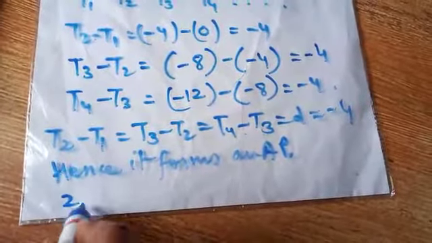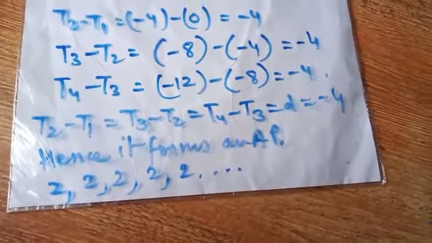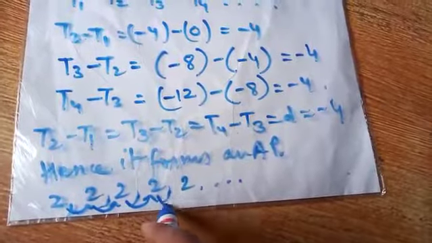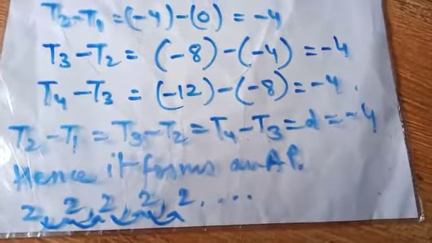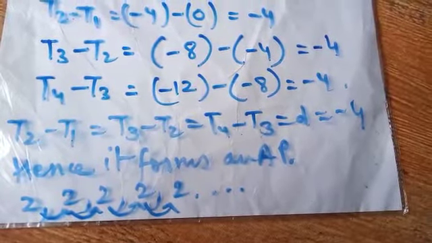Okay, I'll ask you one more example. If the series is 2, 2, 2, 2, 2, and so on, is it AP? Yes, because I am adding 0 to get the next term. So what is the common difference in this AP? The common difference in this AP is 0. So this is also forming AP.